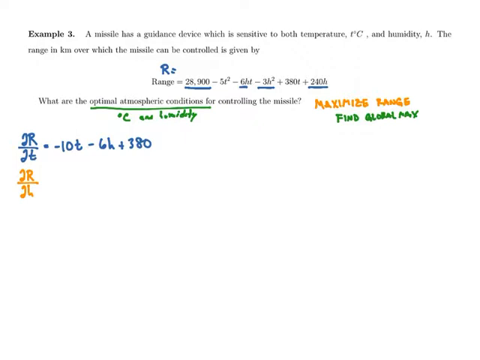Do the same thing for h. Here the constants are the 28,900, the minus 5t squared. Here the minus 6 times t, and the 380t are all constants. The derivative will be minus 6t, minus 6h, minus 6h. That's from the minus 3h squared, and then plus 240.